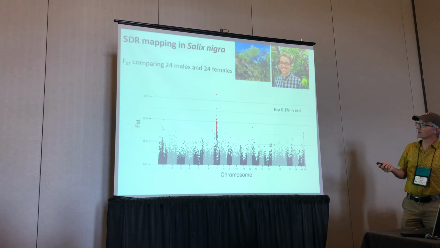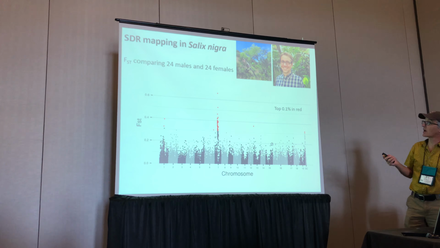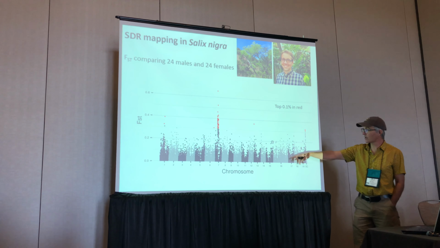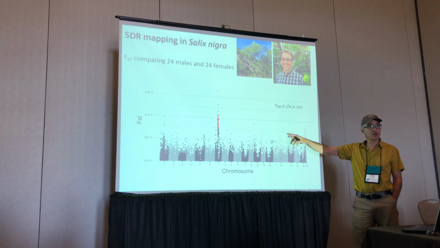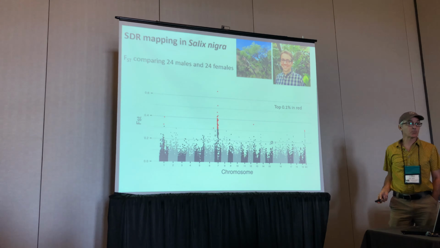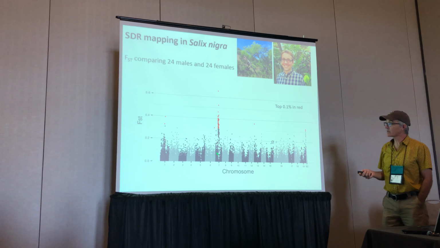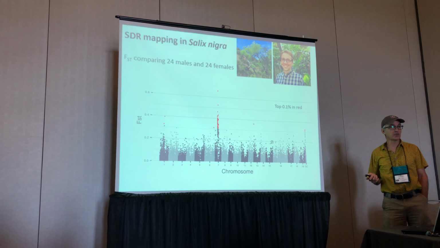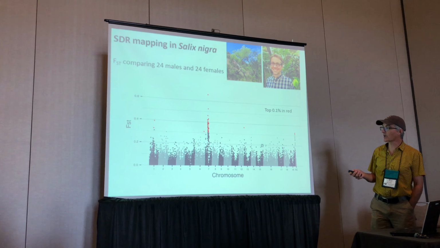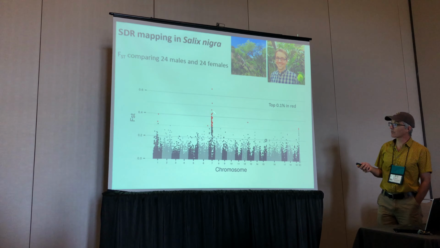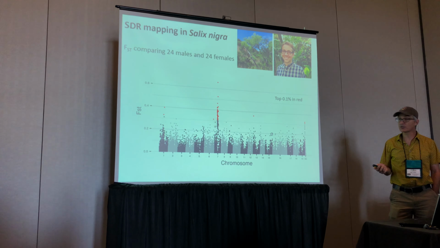What's shown here is the FST comparing 24 males and 24 females for Salix nigra, shown here. It's a tree-form species. And so we have the 19 chromosomes here. Each dot represents the FST of that single nucleotide polymorphism site. And the ones in red are in the top 0.1% of FST. What you can see is, obviously, you can see this huge column of high FST sites that are all co-located. There's a few others here. We think those are just mismapped. But that region is the sex determination region.